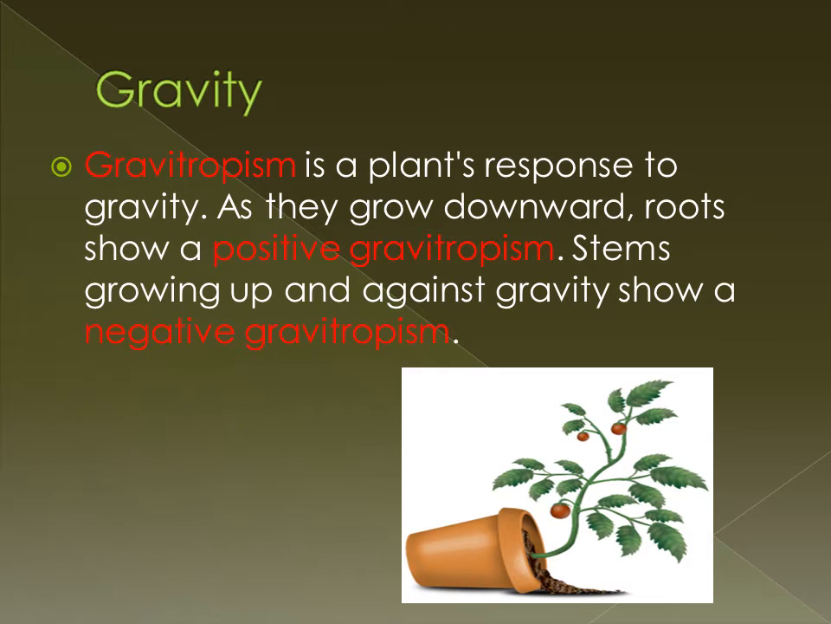The root shows a positive gravitropism, meaning it's growing towards the gravity. But we can see here the stem growing away from the gravity. That's why it is called negative gravitropism. So gravitropism means a plant's response to gravity. Here the root shows positive gravitropism and the stem shows negative gravitropism.